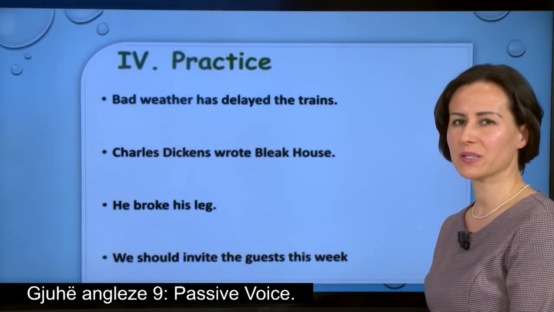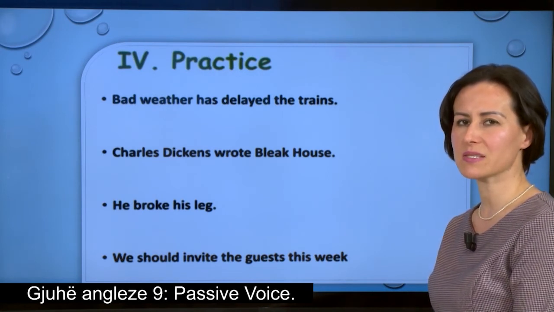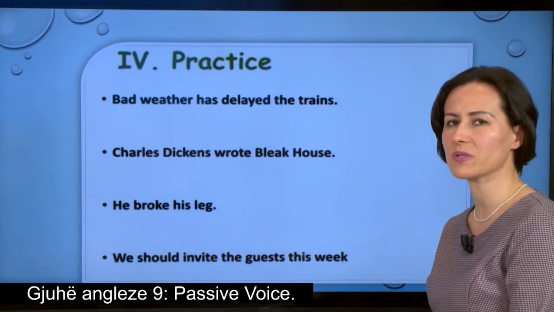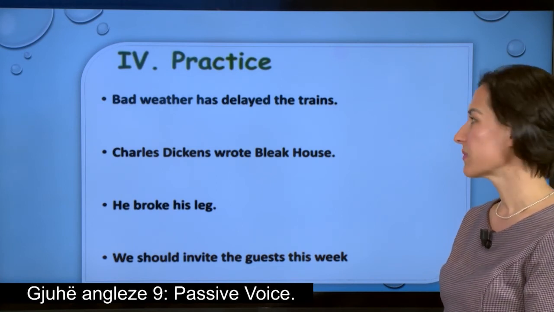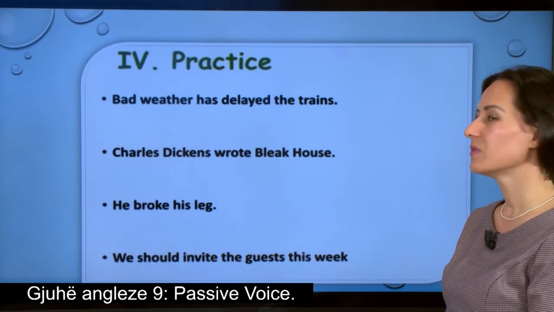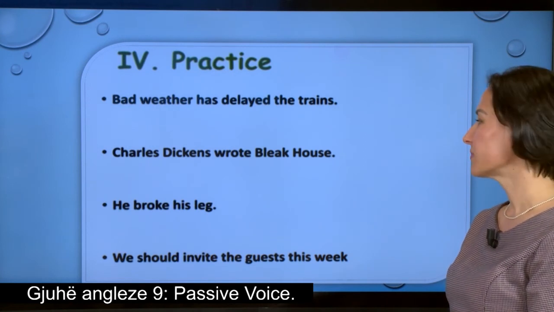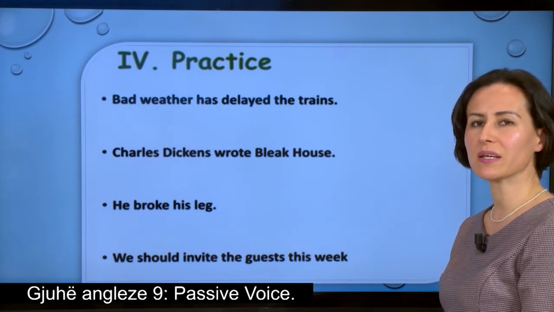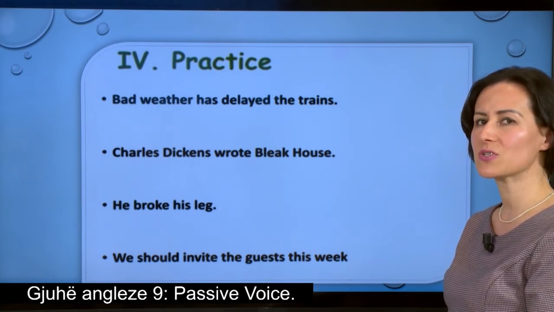At this point, we are going to have some practice on passive voice. You are given some examples in active voice, and you are going to transform them into the passive voice. Let's start with the first. Bad weather has delayed the trains. Charles Dickens wrote Bleak House. He broke his leg. We should invite the guests this week. You are going to turn these active voice sentences into passive voice. Take your time and let's check it out.